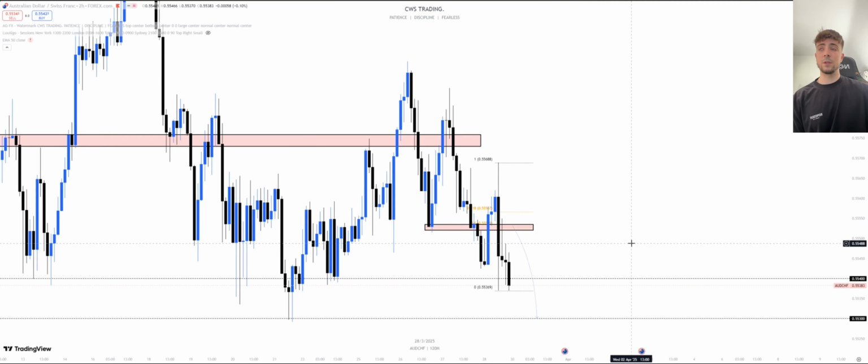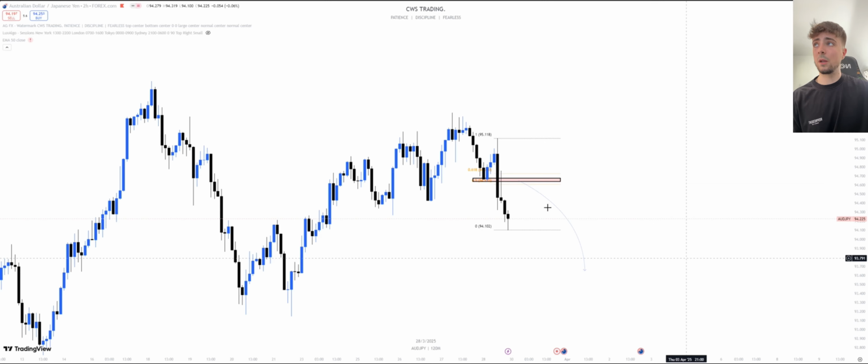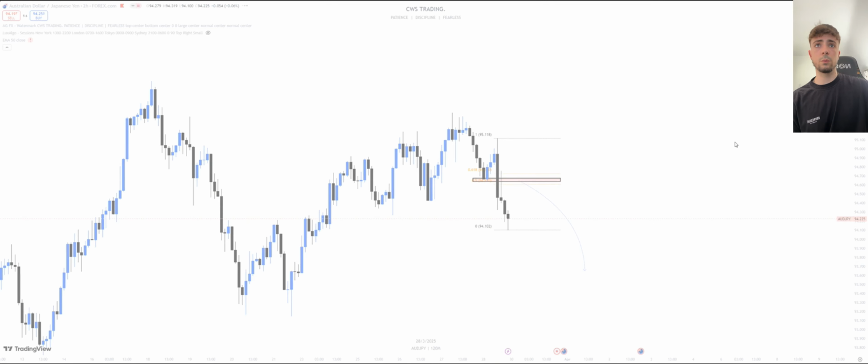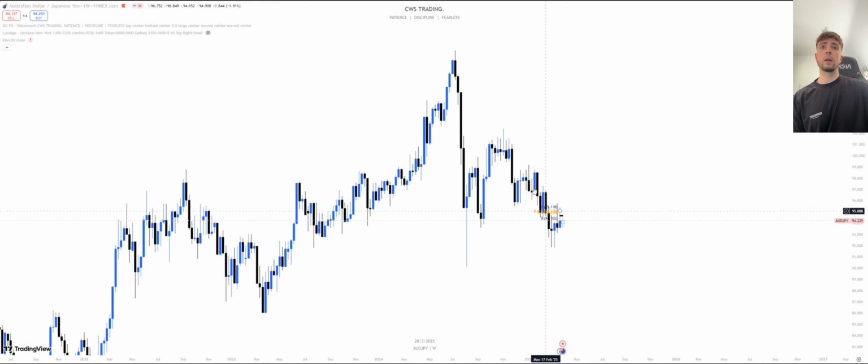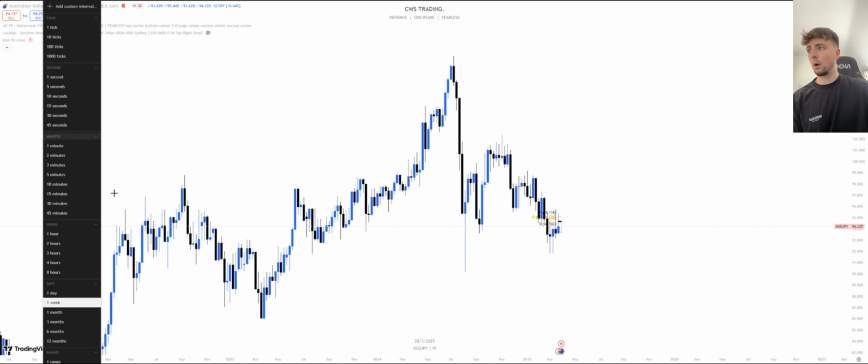So that is AUD CHF, and then AUD JPY is very similar. Again, if we go onto the weekly time frame, we can see that we are on a massive downtrend, creating lower lows, lower highs, lower lows, lower highs, lower lows, and it looks like we've just created a lower high here. So we can expect price to push further down and create a new lower low.